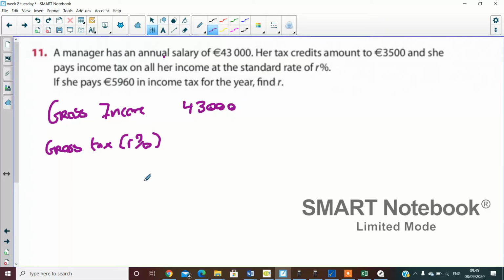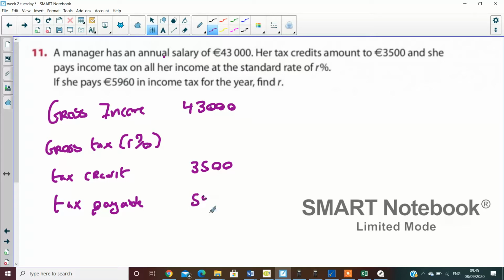Now then, what happens is we also have income tax or tax payable. So we have tax credits, which is the tax you don't pay. So tax credit is anybody? 3,500. Tax payable is how much tax we actually paid. So how much tax did we actually pay? 5,960.